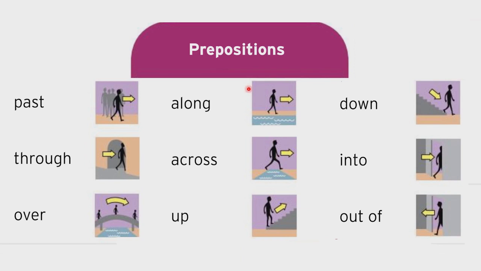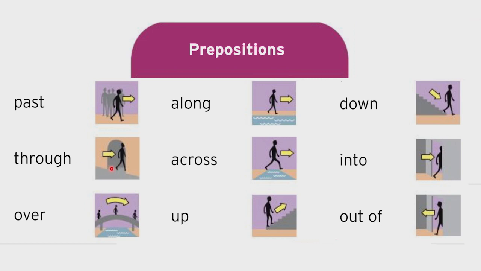But first, here we have the topic of prepositions. Right? Let's explain what these prepositions mean so that we can do the next exercise. Alright? First we have past. When you go past, for example, here we can see that there are some people and you passed, in this case, in front of them. You can also pass behind them.